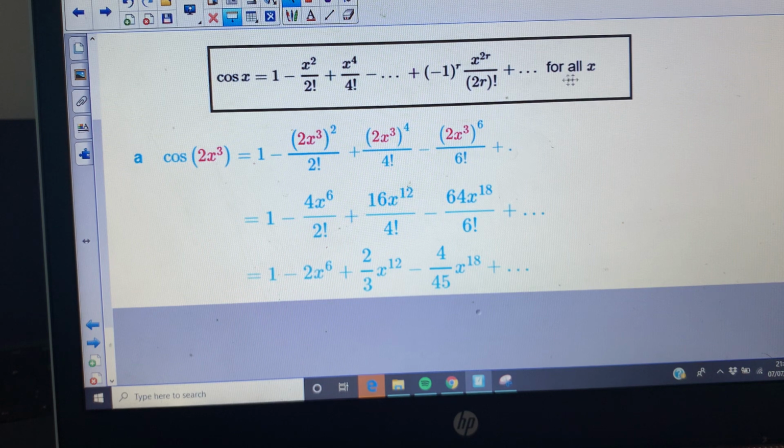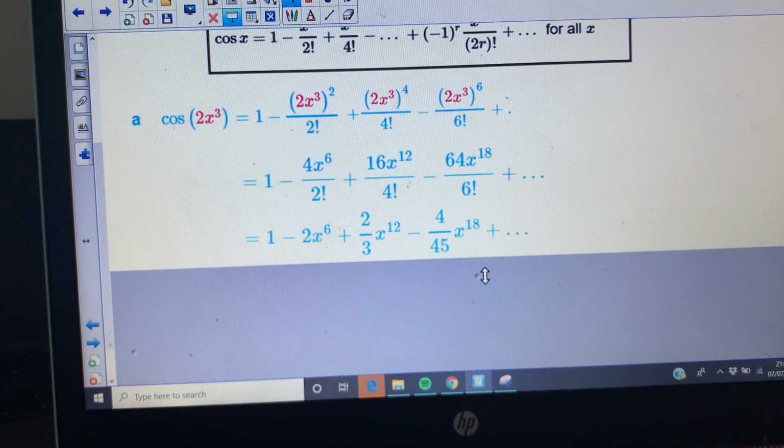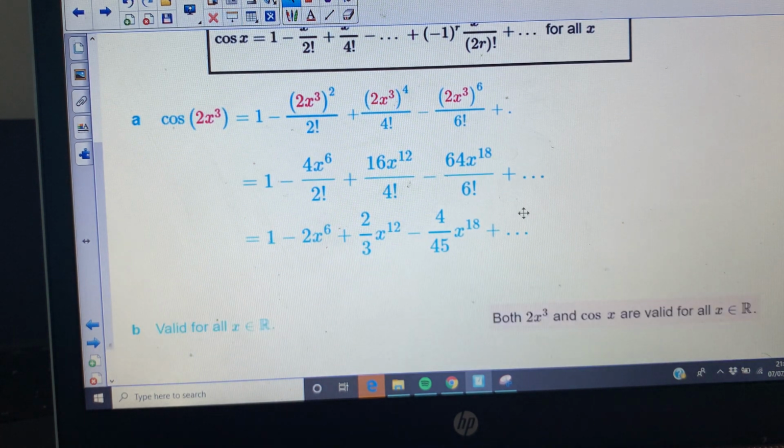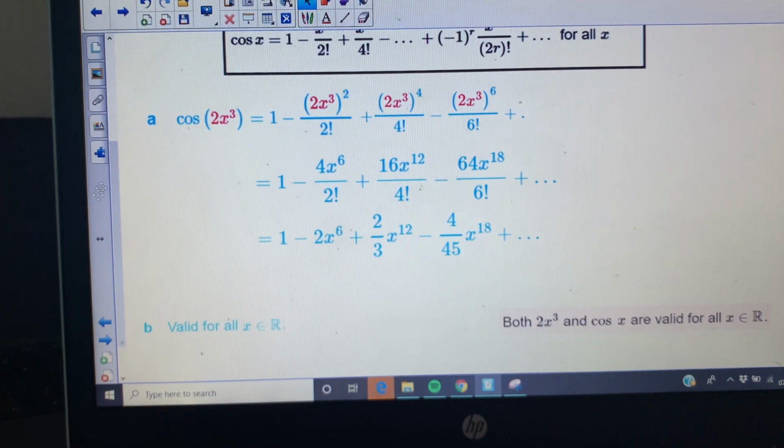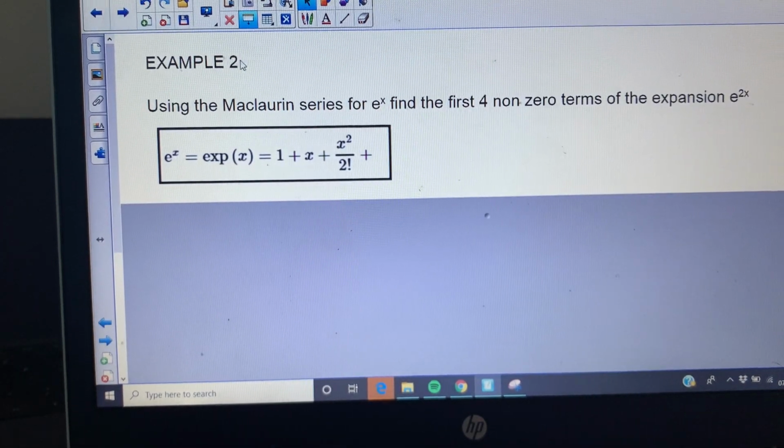Now you can see that cos x is valid for all x, so x is a member of the reals. Right, example 2. Use the Maclaurin series for e to the x to find the first 4 non-zero terms in the expansion of e to the 2x. So you're literally going to replace the x with 2x.